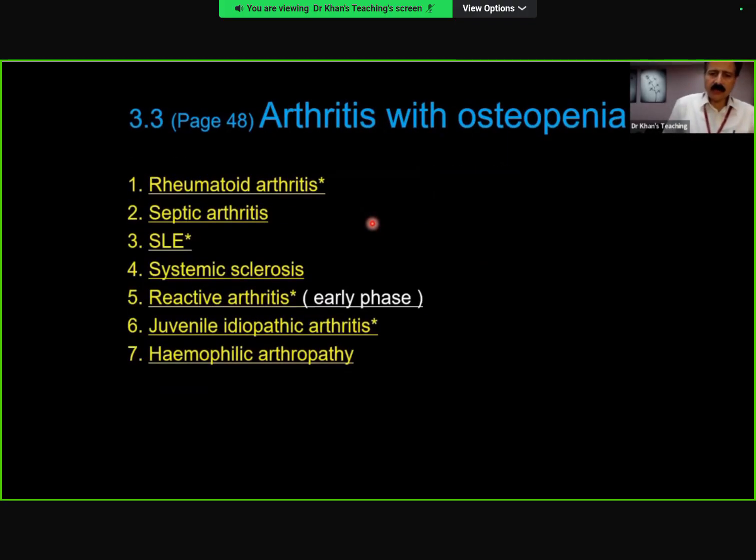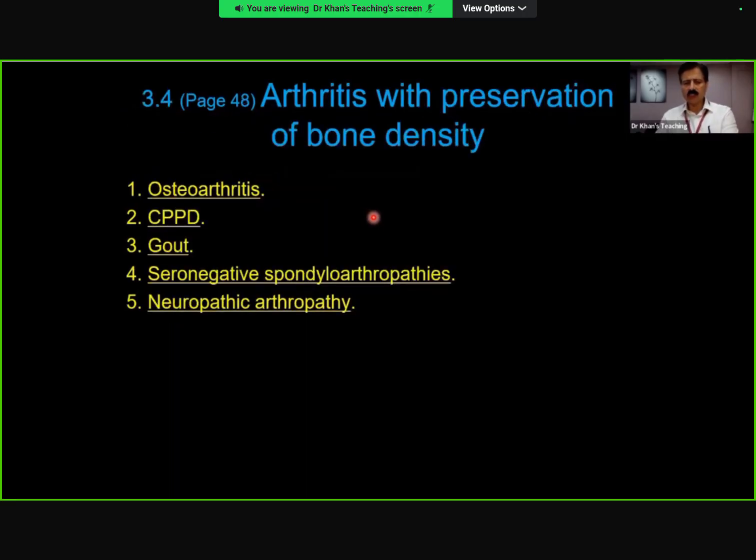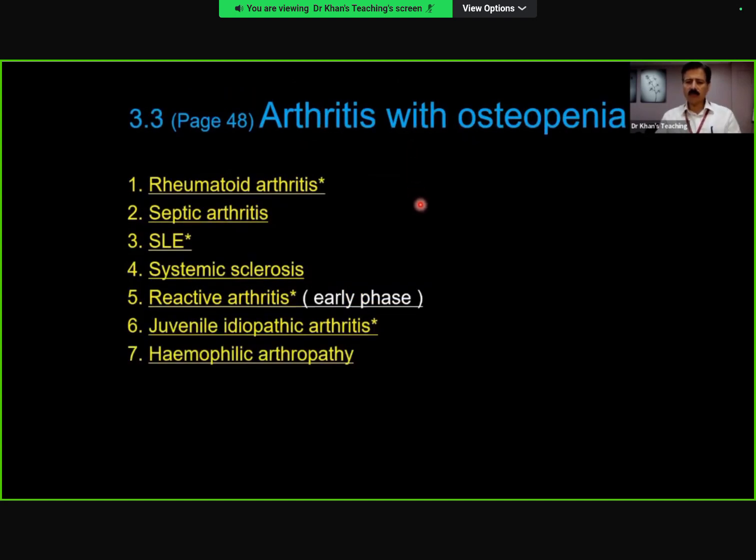First thing is that this is an extremely important differential diagnosis in your book: arthritis with osteopenia versus arthritis with preservation of bone density. So whenever you tackle a film of this kind, you have to tell the examiner it should be one of your pertinent negatives or positives if there is osteopenia or not. Now, these are the arthritides which can cause osteopenia, including RA, septic arthritis, SLE. Look here, this is reactive arthritis, as in CRA, early phase.